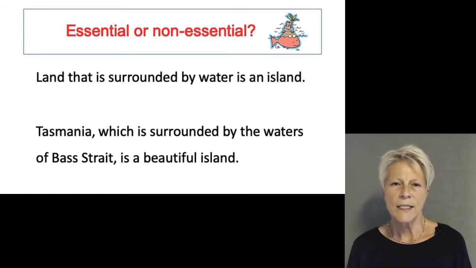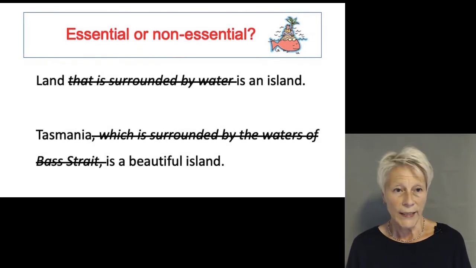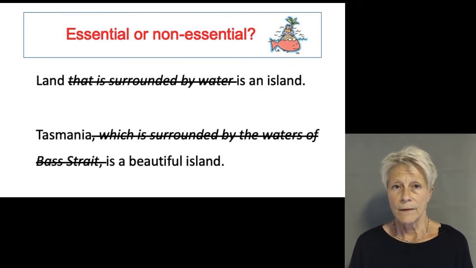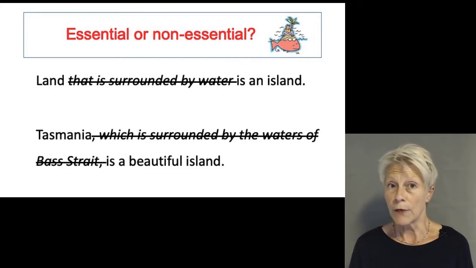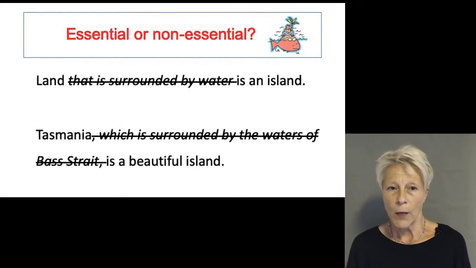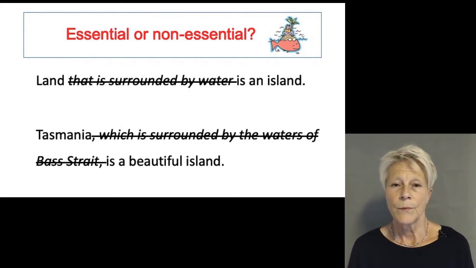Now, in the first sentence, the clause that is introduced by that is clearly essential. You cannot leave it out. Otherwise, if you do, the sentence would read, "Land is an island," which is obviously nonsense. The clause in the second sentence, though, that starts up with which, can be missed. Tasmania is a beautiful island, sure. The clause that is inserted here, the which clause, is just an extra, an extension. That's why it's called non-essential. We can do without.